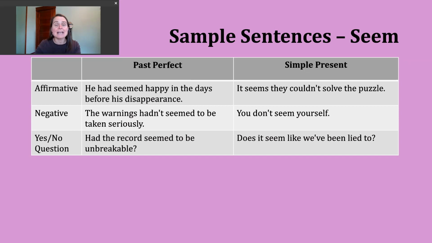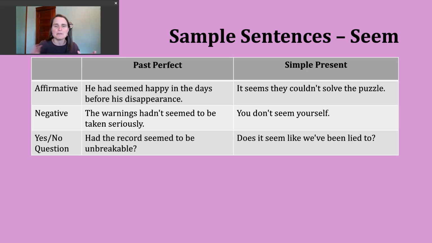To make past perfect sentences, I'm going to need two parts to my verb. I'm going to need the past form of have, which is had, and then the participle form of the verb. So in the affirmative, I'm going to have my subject, then had, and then the participle. You can see that in my example: He had seemed happy in the days before his disappearance.